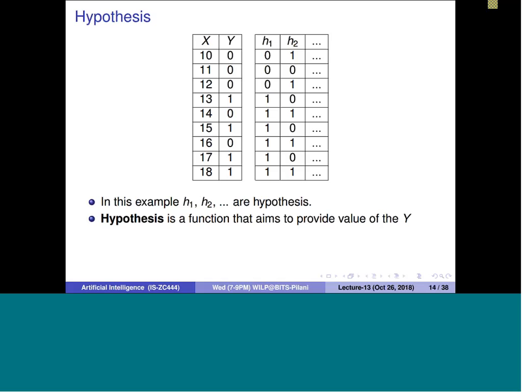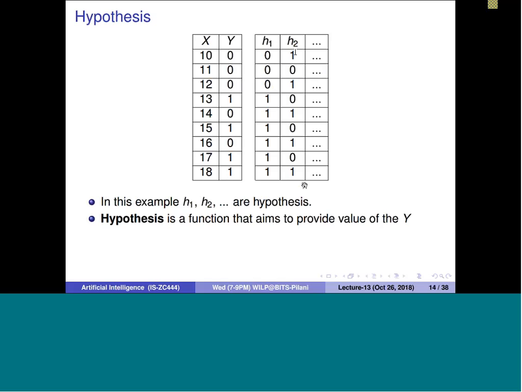Can you tell me what h1 is? Can anybody tell what this function is? That's very easy to see. Let me tell you. All right, I got the right answer. The test is whether x is greater than 13 or not. If it is greater than 13, it is 1, otherwise 0. So you see that there is a function.